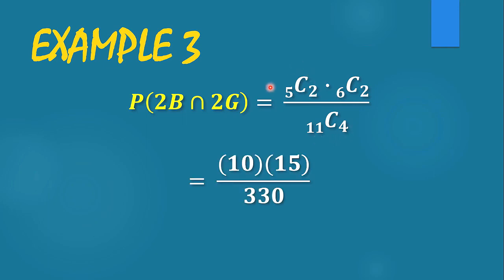So for this, 5C2 is equal to 10. For 6C2, this is 15. And then 11C4 is 330. Simplifying this, we'll have 5 over 11. So the probability of having a committee of 2 boys and 2 girls will be 5 over 11, or 5 divided by 11 is equal to 0.45, or that is 45%.